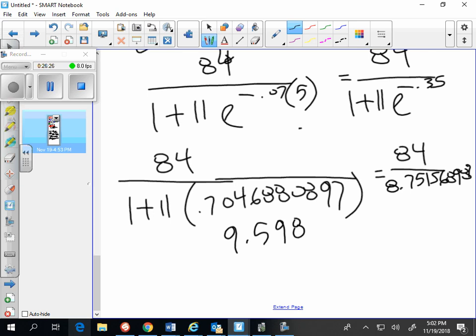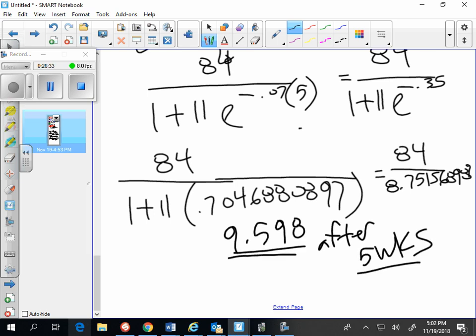So if I take my 84 max and divide it by this denominator, I get 9.598 after 5 weeks. So not a big change. After 5 weeks, I'm only up to 9.5 cats. I started with 7 cats. Any questions about this process?